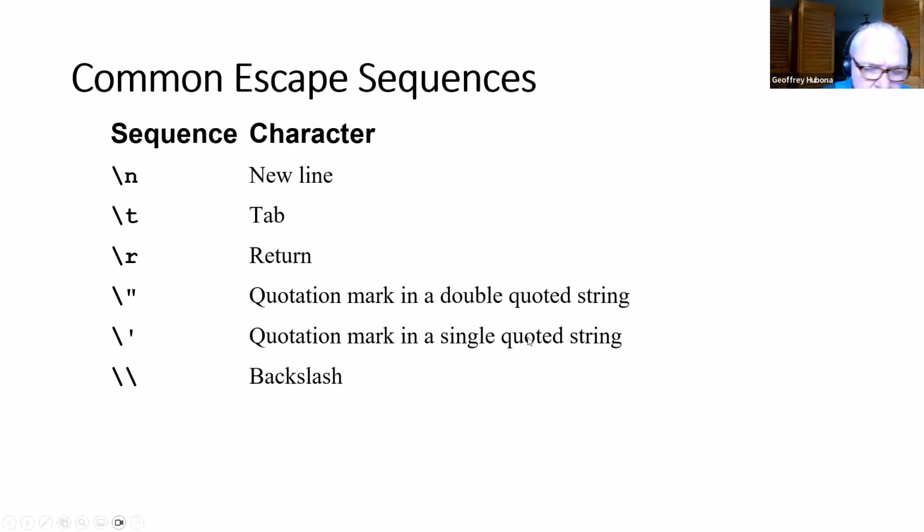So backslash n gives you a new line. Backslash t will tab it over. Backslash t is very useful when you're trying to format output, and you've got to play around with it a little bit. Backslash r, return, and I'm not really sure what that does. Backslash double quote will add a quotation mark in an already double quoted string. Backslash single quote will add a quotation mark in an already single quoted string. And double backslash just adds a backslash to the string.